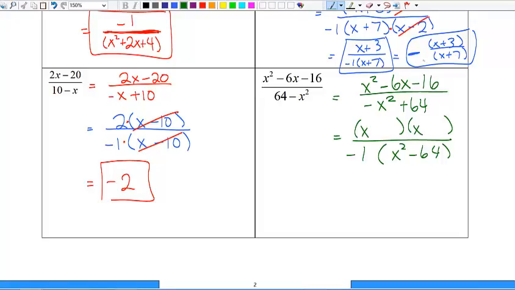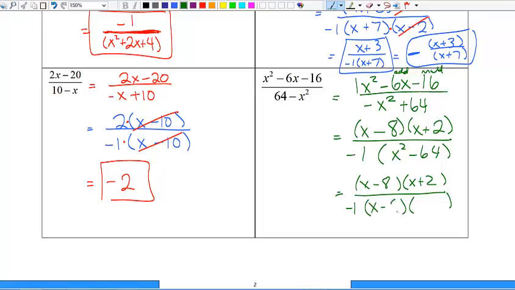The numerator is a trinomial with a leading coefficient of 1, so I'm looking for two numbers that multiply to negative 16 yet add to negative 6. So that's 8 and 2, with a negative on the 8 and a positive on the 2, so that gets me negative 6. And then I need to factor again in the denominator. Looks like the denominator is a difference of two squares.